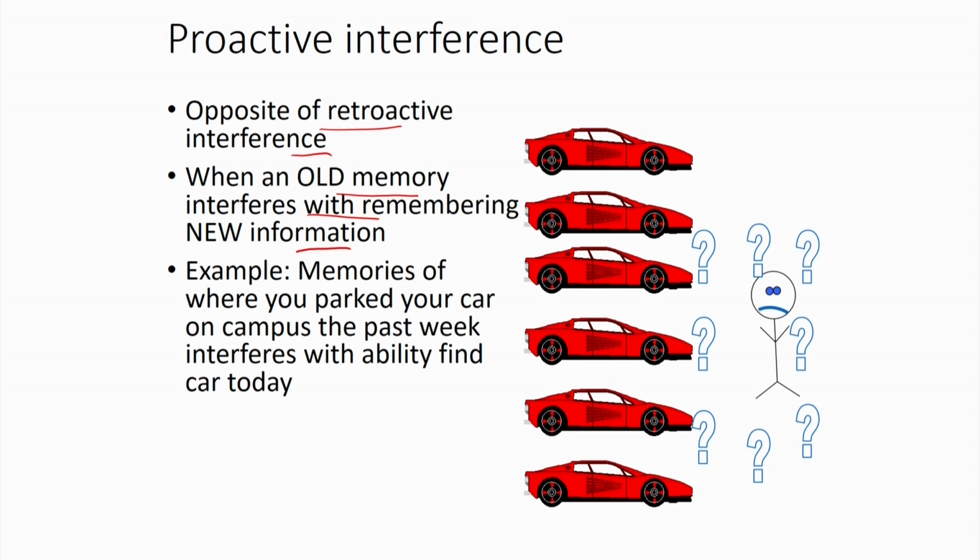In proactive interference, it is the opposite. So, old memory keeps on interfering with new memory, that is called proactive interference. In proactive interference, memories of where you parked your car on campus the past week interfere with the ability to park your car today. Since you have parked your car so many times near your department at so many places, that interferes with where you parked today. This is what is called proactive interference.